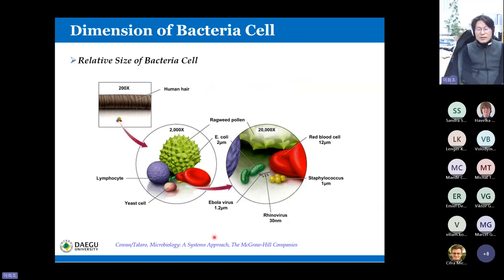Okay, in this work, the sensing biomaterial is a bacterium cell. This shows the size of biomaterials from Ebola virus, rhinovirus, to red blood cells, and ragweed pollens. I think bacteria cells correspond to about 1, 2, and 10 micrometers. So as you can see, the size of E. coli is exactly 2 micrometers.